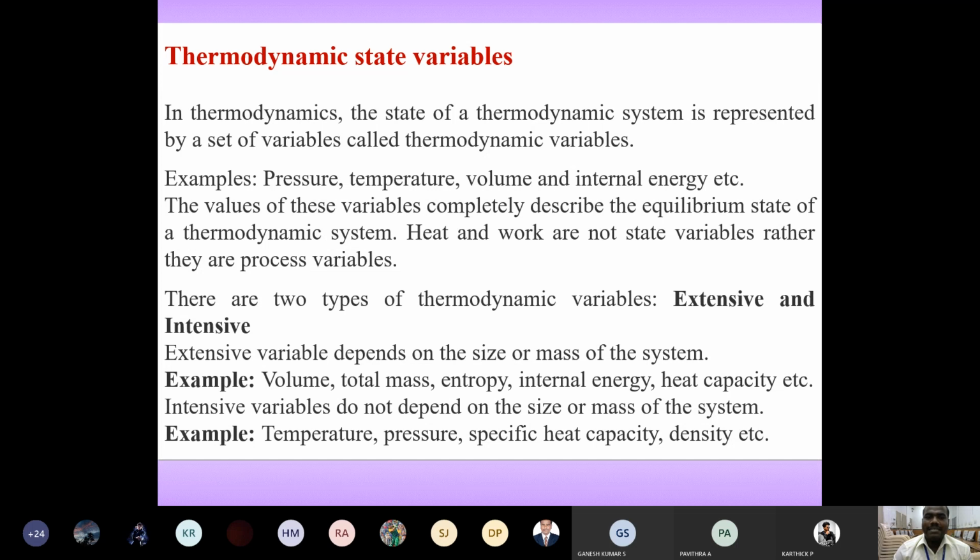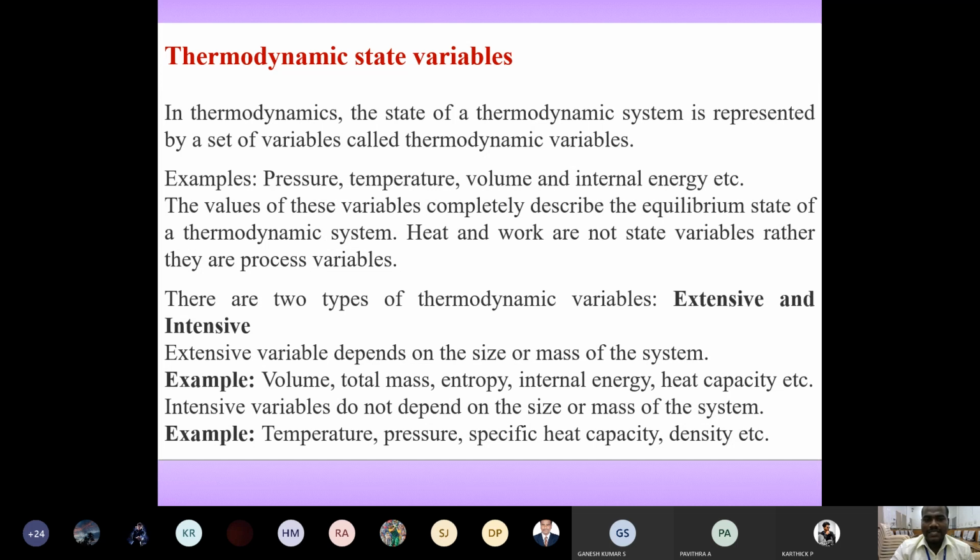Properties independent of the mass are called intensive variables. So intensive: independent of the mass. Extensive: dependent on the mass. Just keep that in mind.